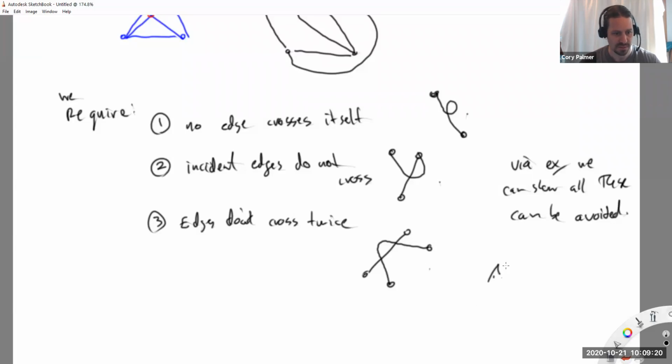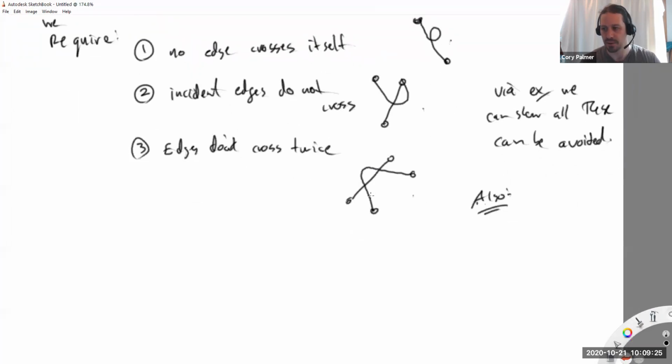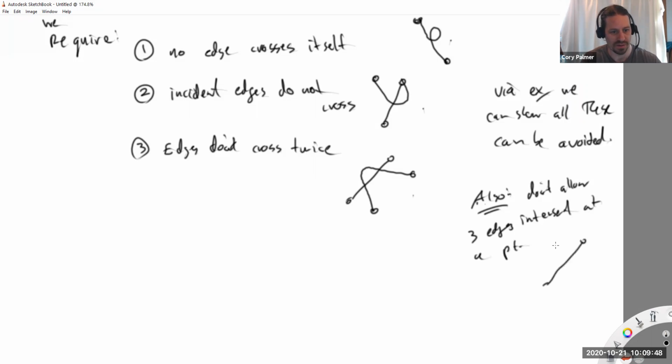Also, let me mention that generally we're not going to allow 3 edges to cross at the same point. You can allow it. It just makes things complicated. So we don't want to have this picture either. But this is not forbidden.